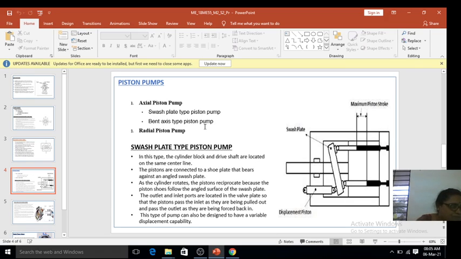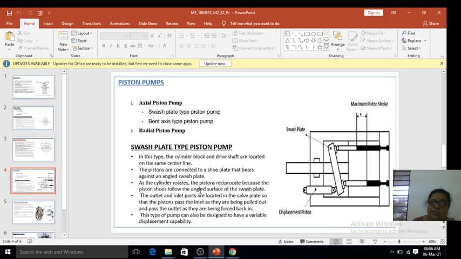In the swash plate type, the cylindrical block and the drive shaft are located on the same center line. The pistons are connected to a shoe plate, which bears against an angled swash plate.